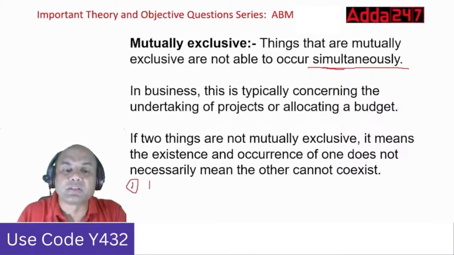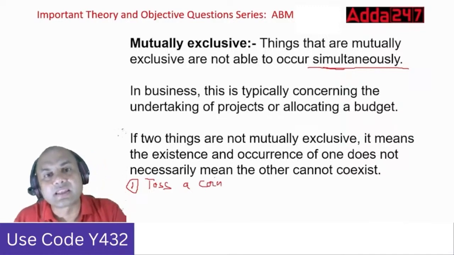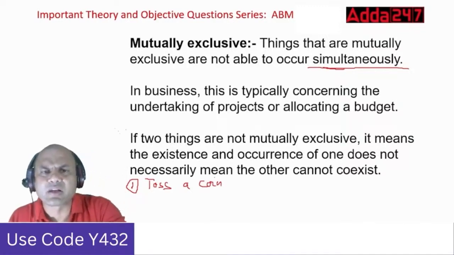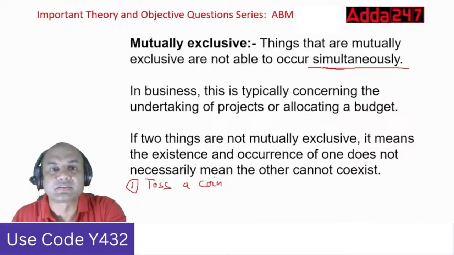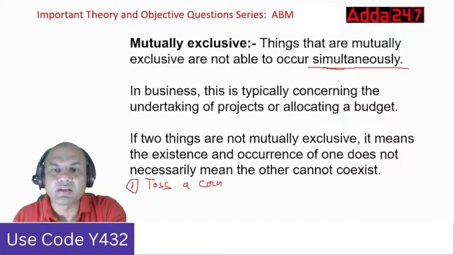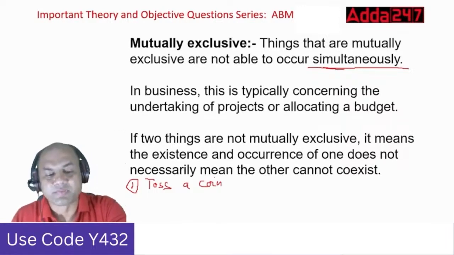Suppose I toss a coin. I'll get either head or tail. I won't get both, isn't it? Is it possible to get both while tossing the coin? Never, right? We never get both here. So that's why coin tossing will give you either head or tail, never both, right? Sure. So that is one.